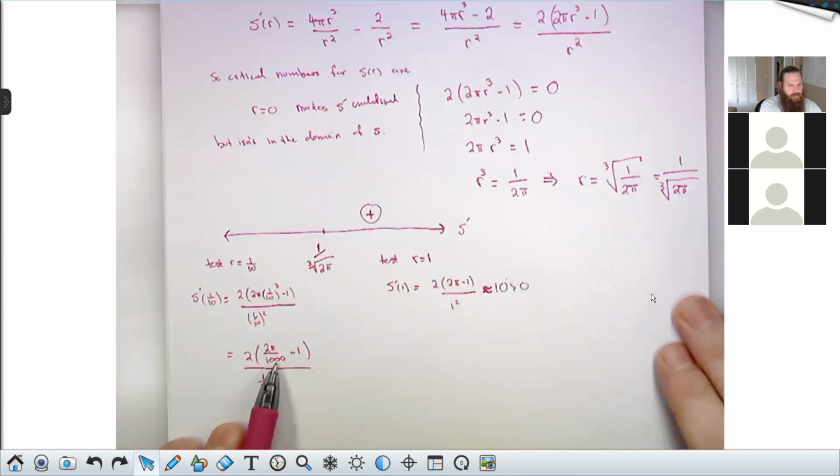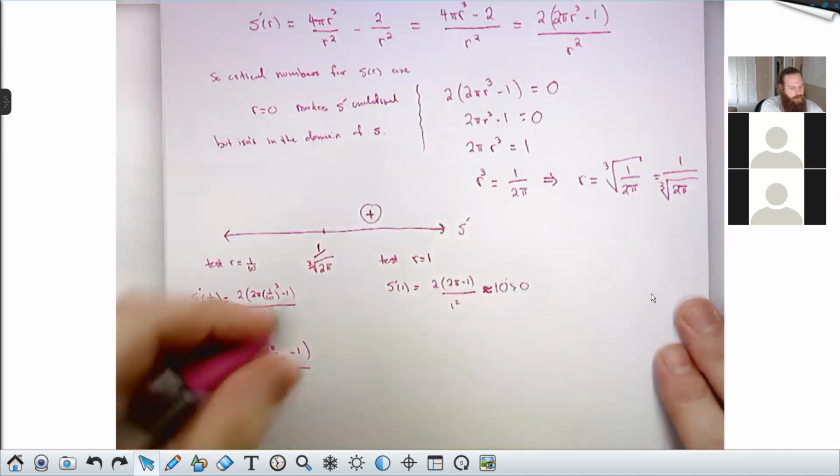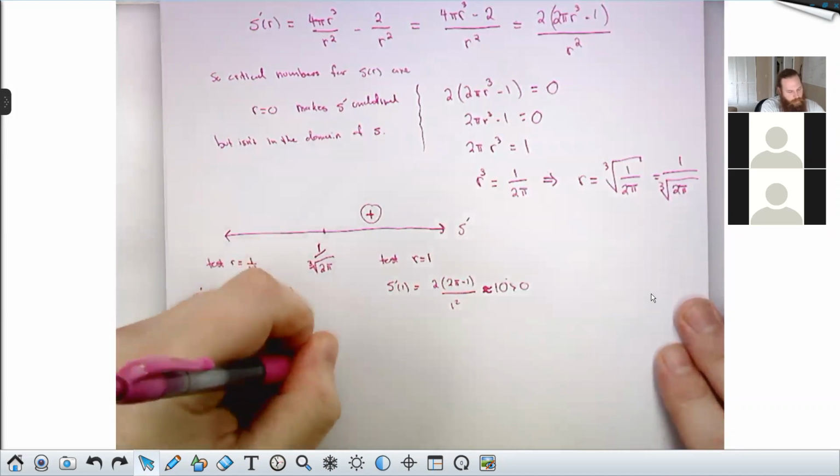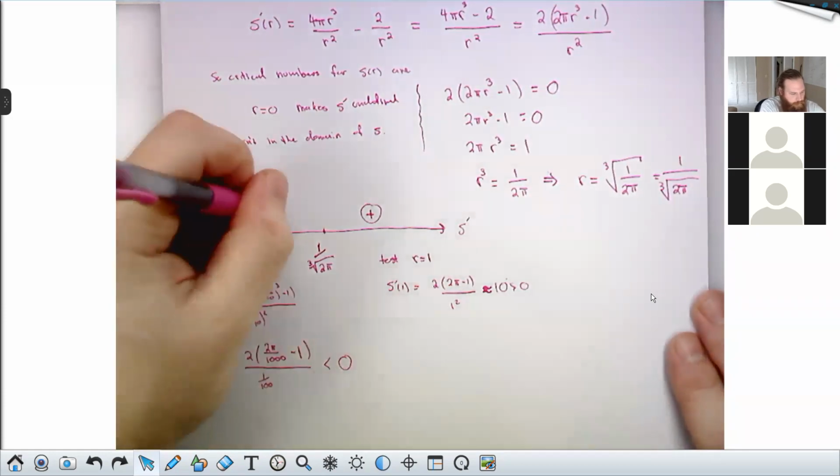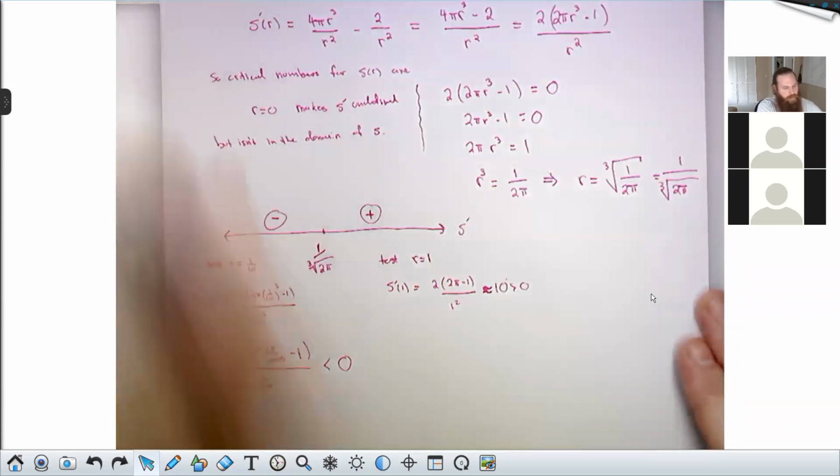2 pi over 1000 is very small, right? Again, 2 pi is about 6. So this is like 6 over 1000, which is definitely smaller than 1. So when you subtract 1 from it, no doubt that will be negative. So indeed, over here, we are negative.